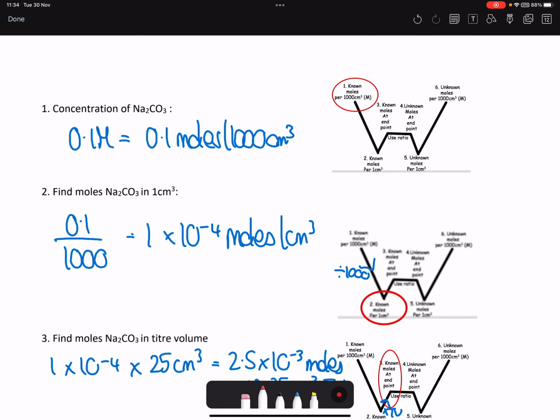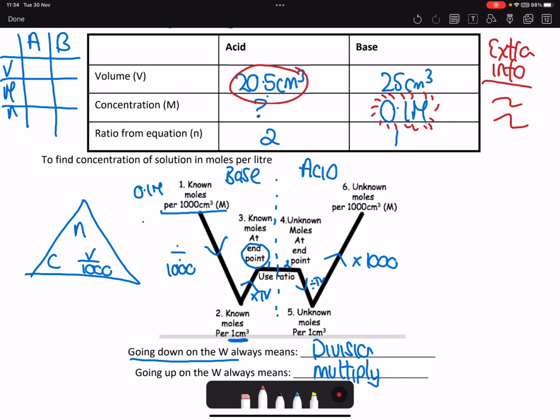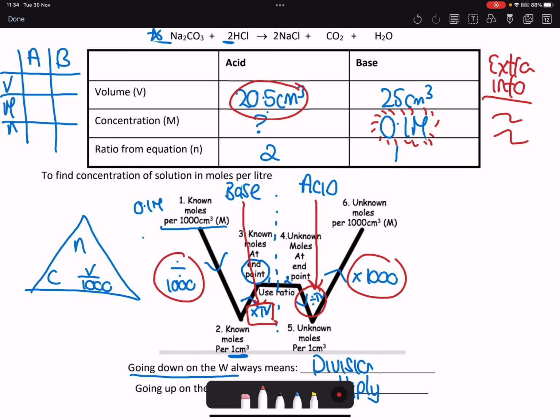Just to say, if you go back and you look at this now again, we divide by 1,000 always on one side, we multiply by 1,000 on the other. We're multiplying by the titration value on this side, so the titration value of the base. We're multiplying by the titration value of the acid on this side, and we are using our ratio when we go across the flat. I hope that helps.